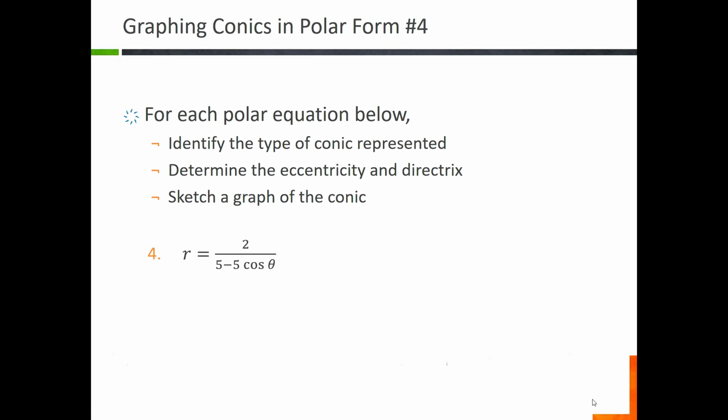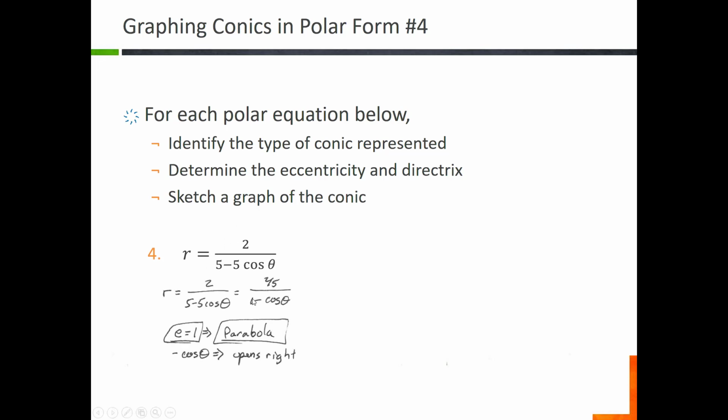So we have r equals 2 divided by 5 minus 5 cosine of theta. Again, the first thing you should observe is that you do not have the 1 in the denominator. It's a 5. So how do I make it a 1? Divide by whatever's there. So I need to divide all 3 terms in this fraction by 5. 2 divided by 5 is 2/5. 5 divided by 5 is 1. And then a minus 5 divided by another 5 is a 1 again. So I can rewrite the original formula as 2/5 divided by 1 minus cosine of theta.